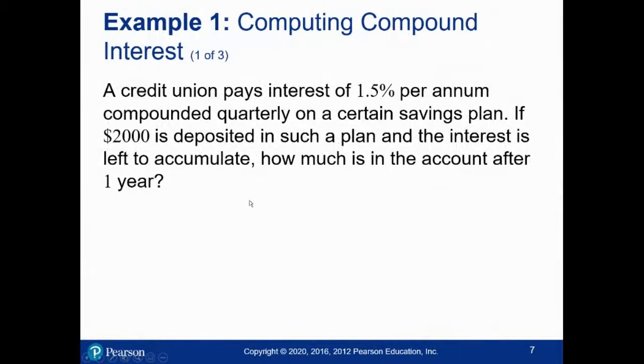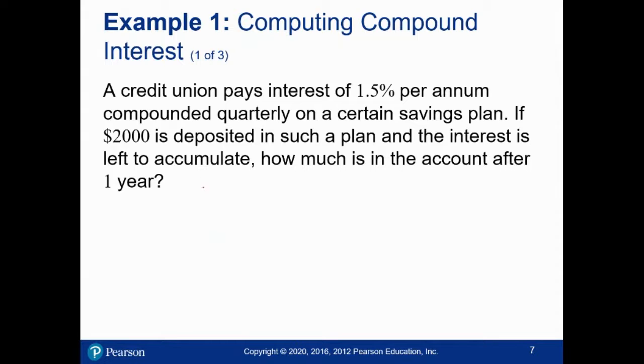Okay. So for an example, suppose a credit union offers 1.5% per year, but it is compounded quarterly on a certain savings plan. What this means is, instead of giving you 1.5% at the end of the year, they're going to split that 1.5% into 4 payments. So there will be 4 payments of 1/4 of the interest. If $2,000 is deposited in such a plan, how much is in the account after 1 year?